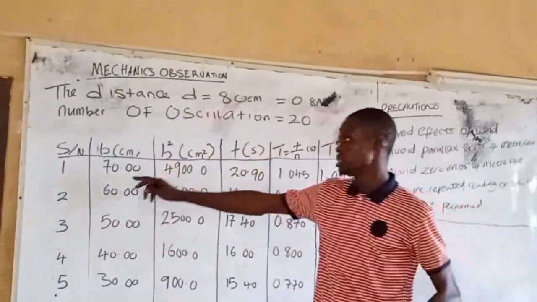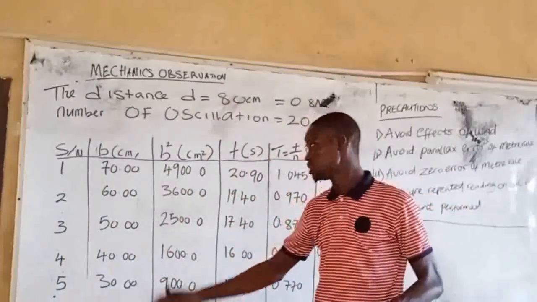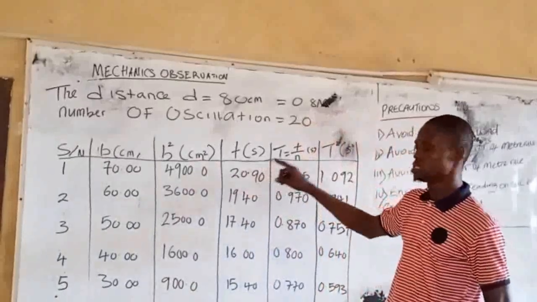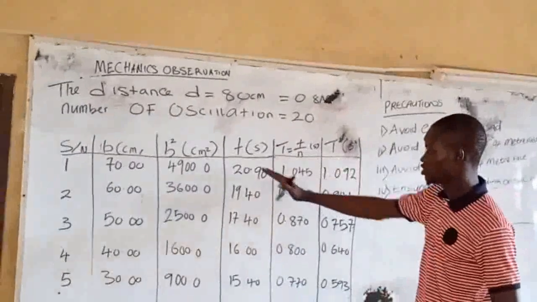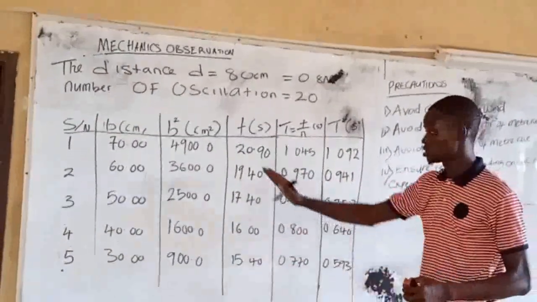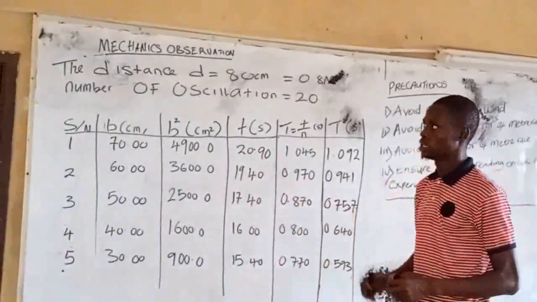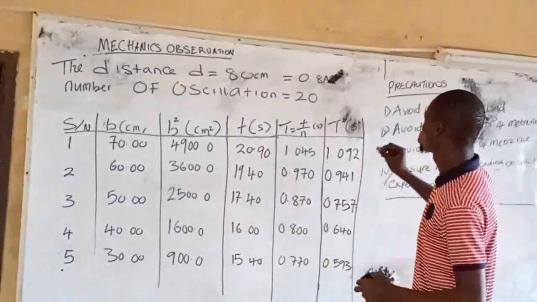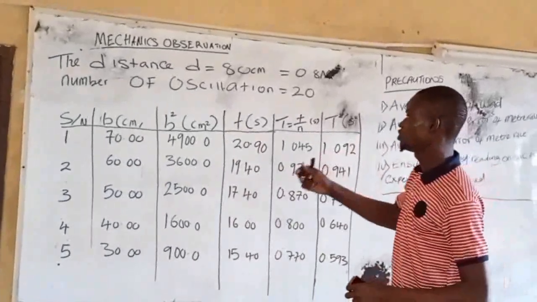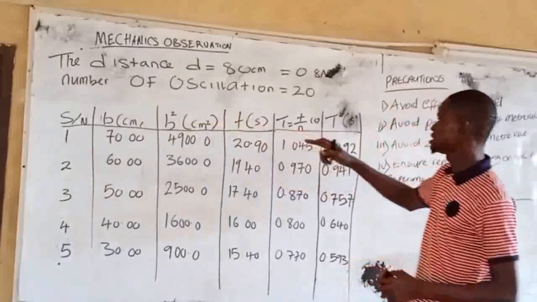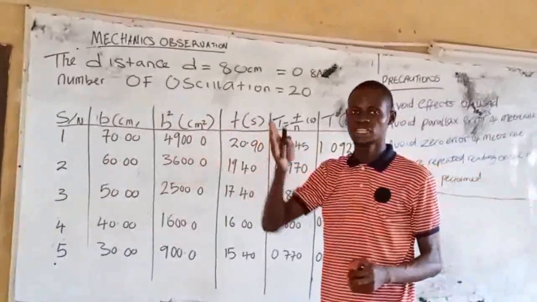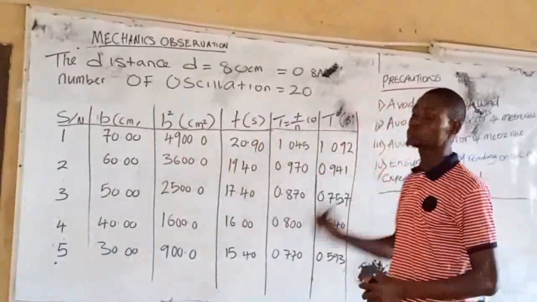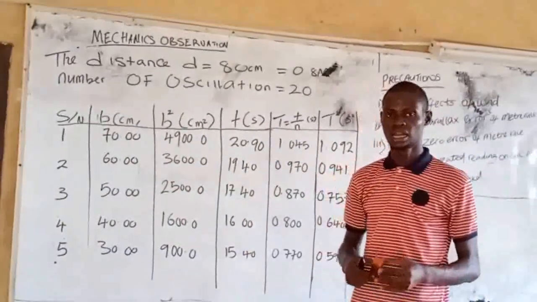We have B, the given was we get the value of B square, T, which is the period, and the period square. The values are given in the table like this. Now, we have to plot the graph of B square against T square, whereby B square should be on the vertical axis and T square should be on the horizontal axis.